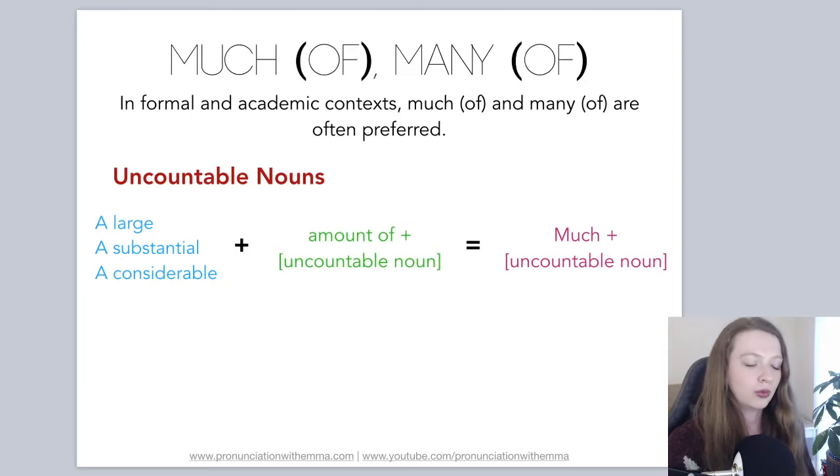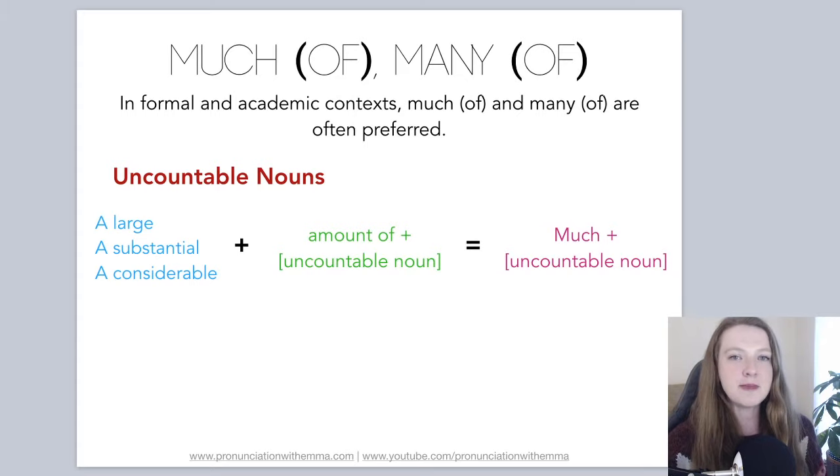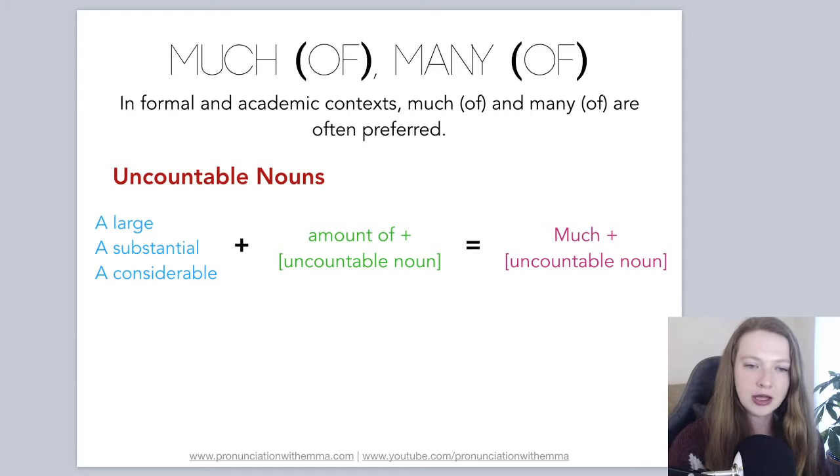So the first thing we're going to talk about is how to use much of and many of. The first one I'm going to talk about is much and many though. So what we can say here is, in a more formal or academic environment, either in speech or in writing, preferably in writing, we tend to use much and many, or much of and many of. So look at the part in blue.